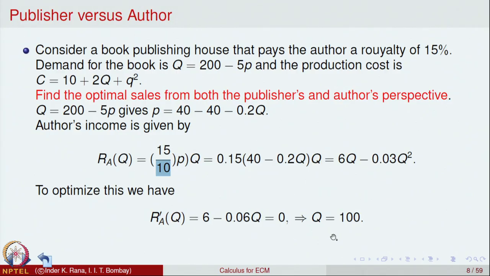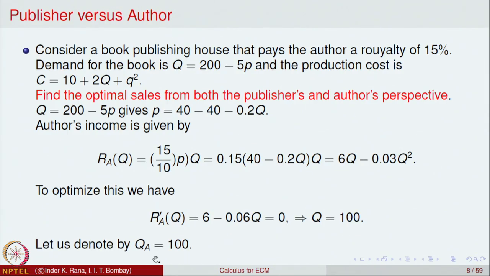How do you know this is the point of maxima? Well, one can differentiate this again if you like. So, the second derivative of this function will be minus 0.06, and that is a negative quantity. Actually it is a negative constant everywhere. So, the critical point should be a maximum. So, q equal to 100 is the optimal which the author can hope for: if the publisher sells 100 books, his profit or his revenue or his royalty will be maximum.